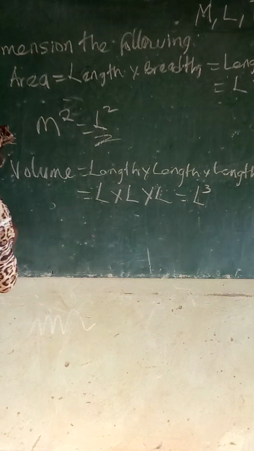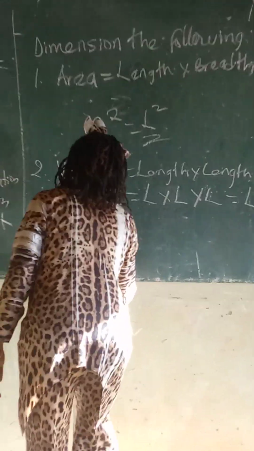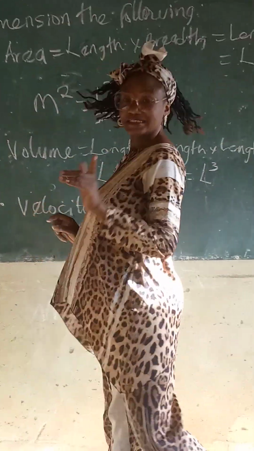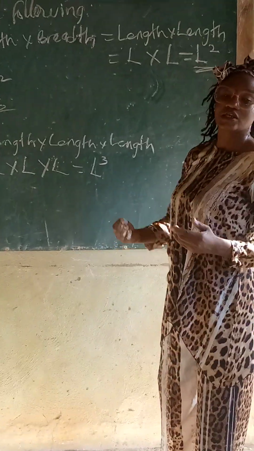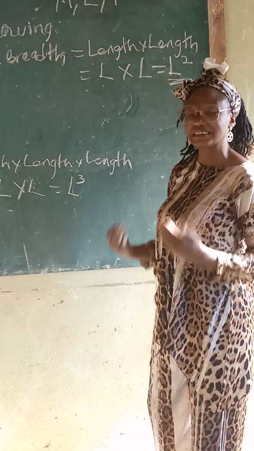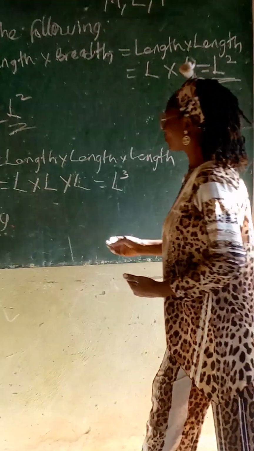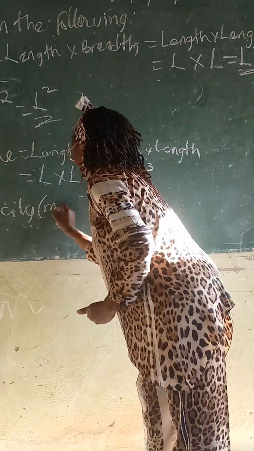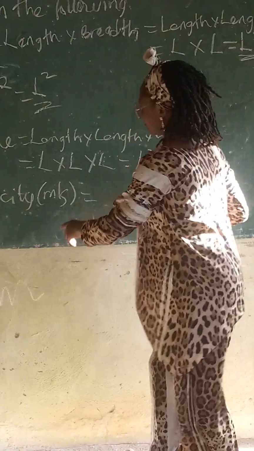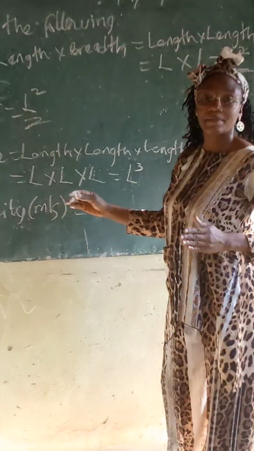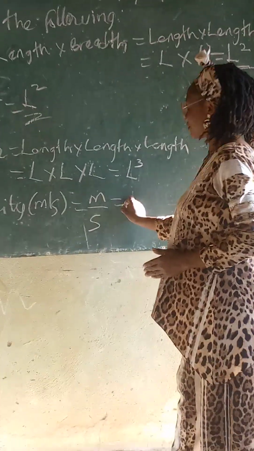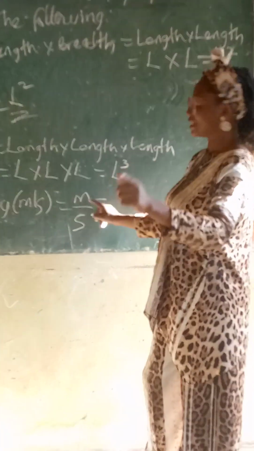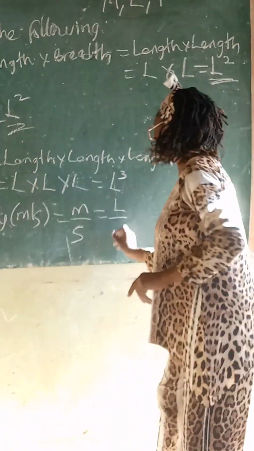3. Velocity. Let me start with the unit method. We all know by now that the unit for velocity is meter per second. So meter per second is the same thing as meter over second. Meter goes with length, so we have L. Second goes with time, so we have T.